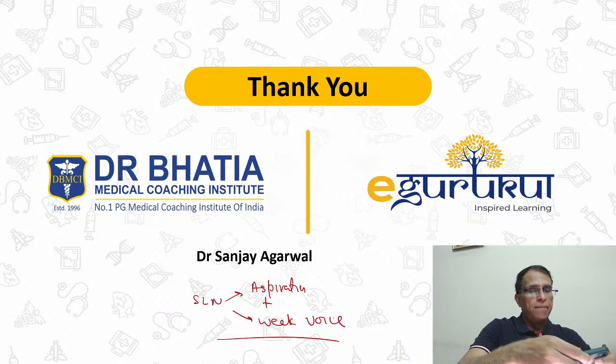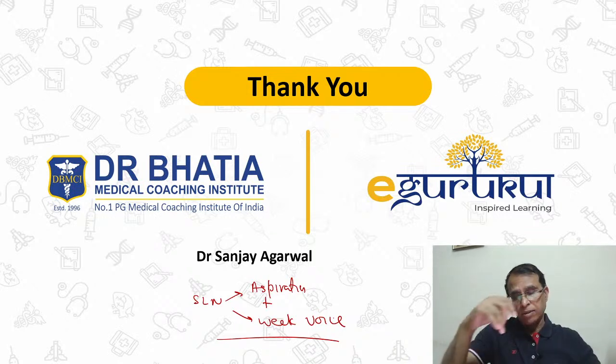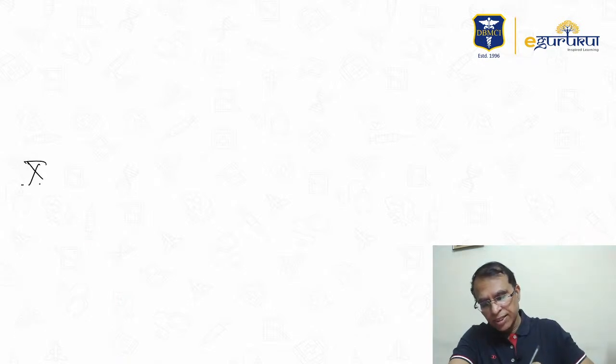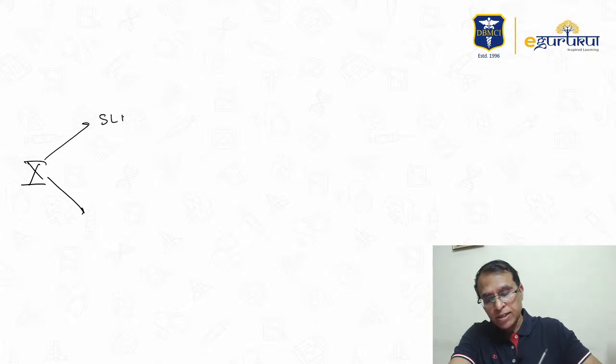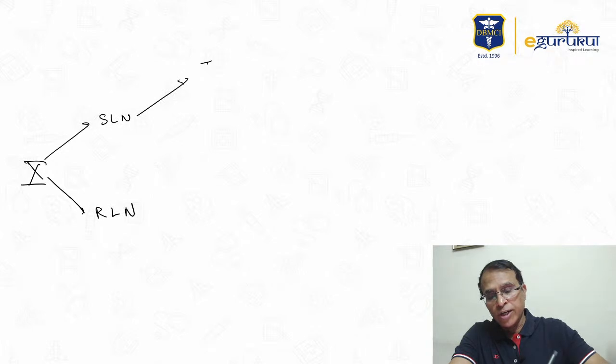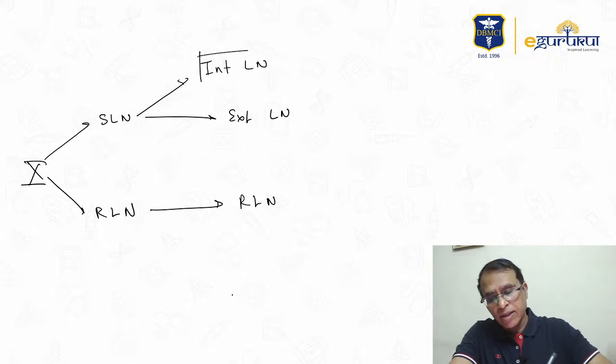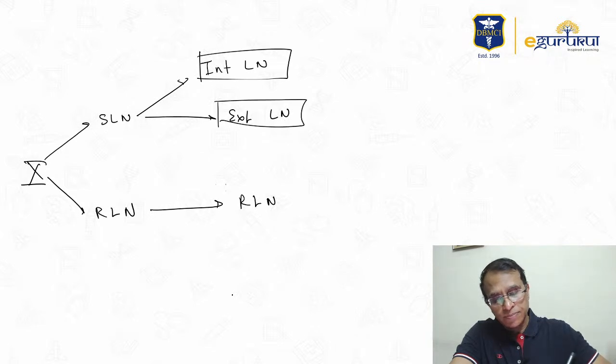See, I'll talk about the nerve. For those who have questions, doubt about vagus palsy: the vagus in the larynx is supplied via two branches. One is the superior laryngeal nerve, one is the recurrent laryngeal nerve. Superior divides into internal laryngeal nerve and external laryngeal nerve, and recurrent remains recurrent laryngeal nerve. So ultimately in the larynx we have three nerves.